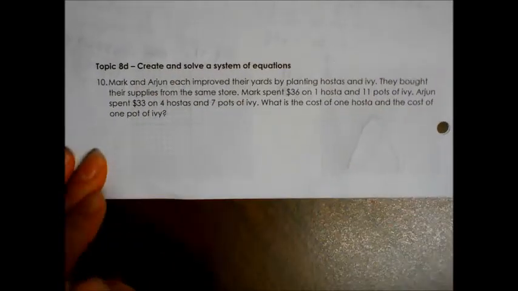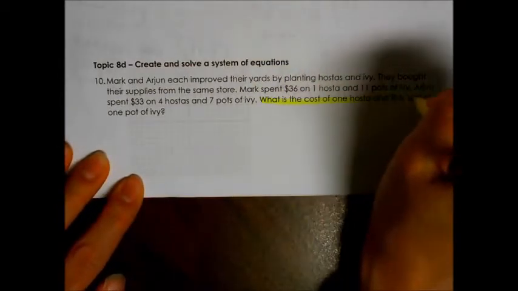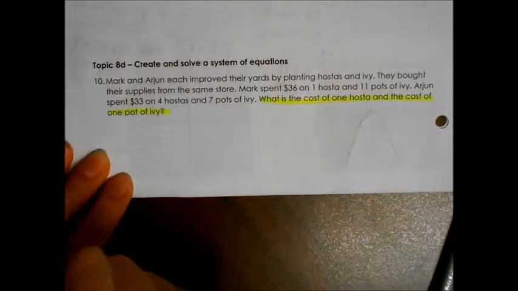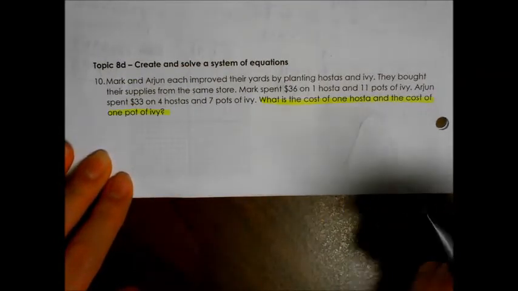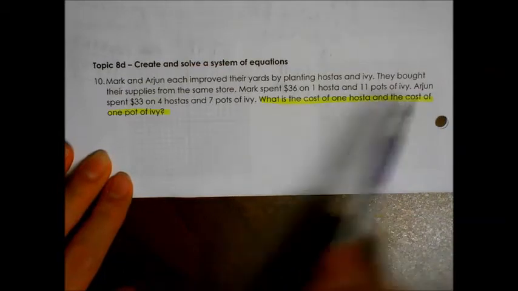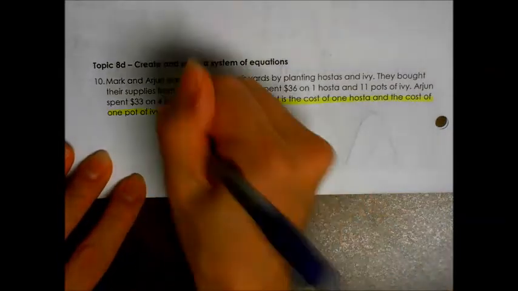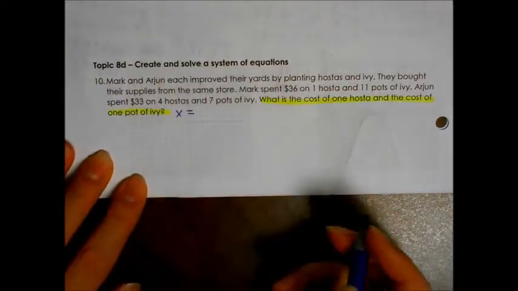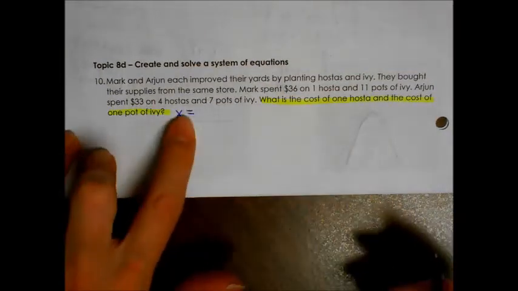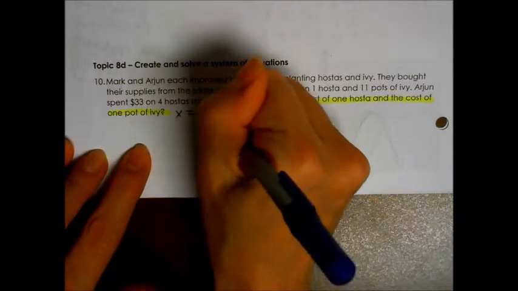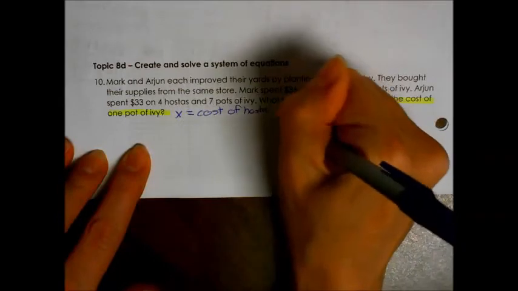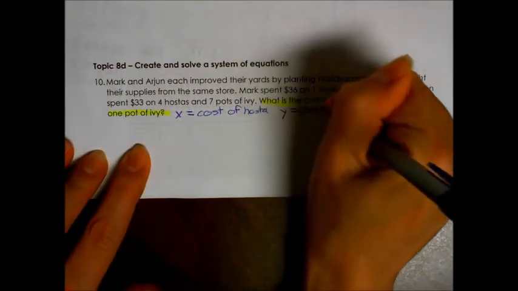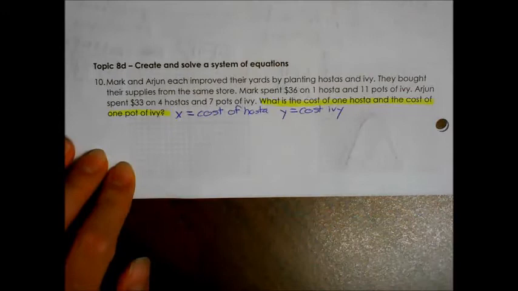I always like to look at the question when I have a word problem, because the question tells me basically, what don't I know? What am I looking for? And what I don't know is going to be my variables. So this is saying I don't know the cost of a hosta and the cost of 1 pot of ivy. That's my variables. It's always good to define your variables. You want to say x equals, y equals. So x is going to be the cost of the hosta, and we're going to make y the cost of the ivy. So those are my 2 things I'm looking for. Cost of hosta, cost of ivy.